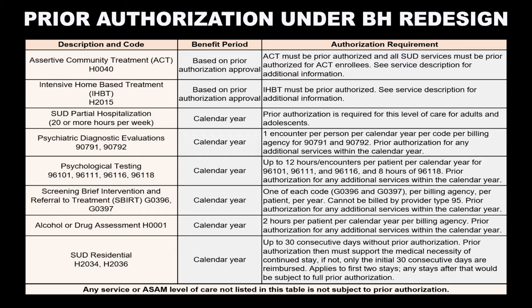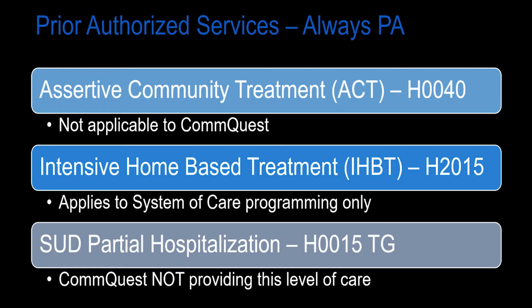So there are certain services, such as ACT services, that require prior authorization before you can even bill. That doesn't apply to us. Our IHBT team is another example of a prior authorization where before they can get signed up for this service and we can bill for that service, we have to get approval that they meet that level of care. The other prior authorization is for substance use partial hospitalization, but since we're not providing that service, we don't need to worry about that.